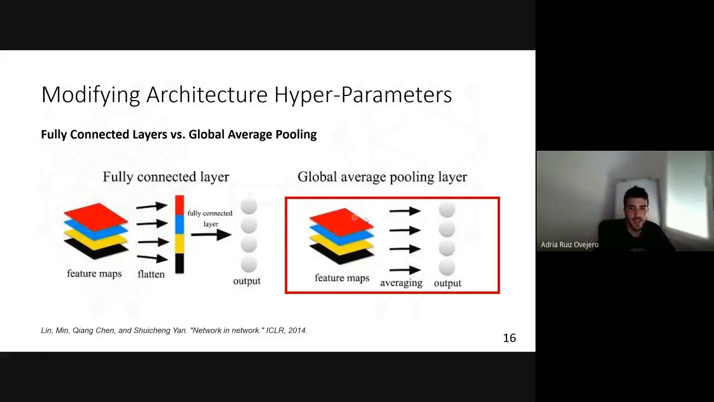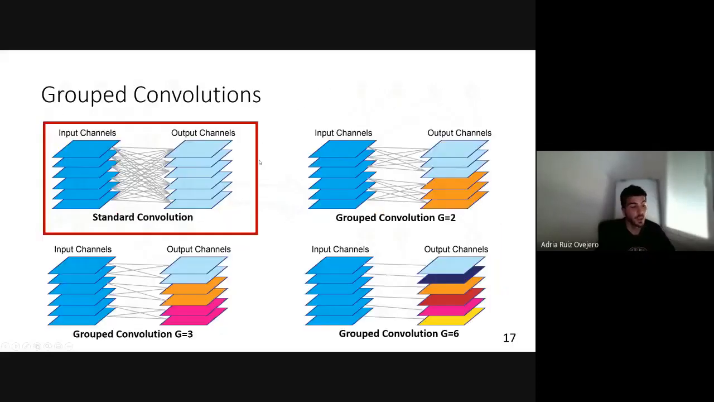But what we can do instead of this is to remove all these fully connected layers, so all the parameters here, and simply compute the output of each neuron by averaging the values in each of the feature maps independently. So this is what is called global average pooling. It's quite useful, and it can significantly reduce the number of parameters for the last layers of the network.